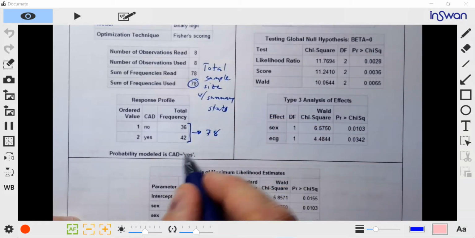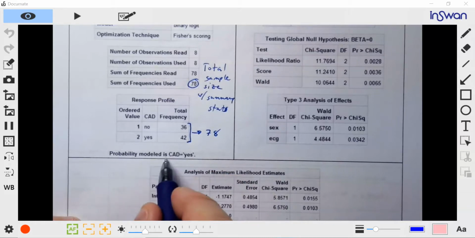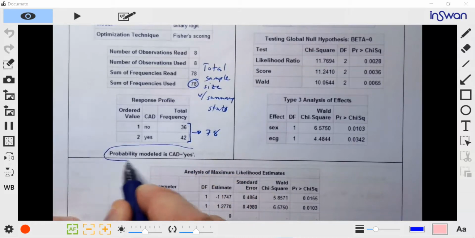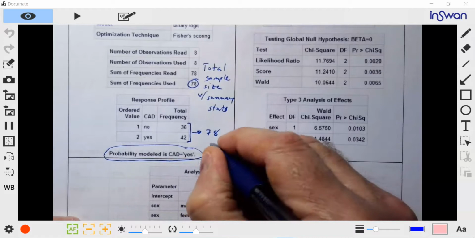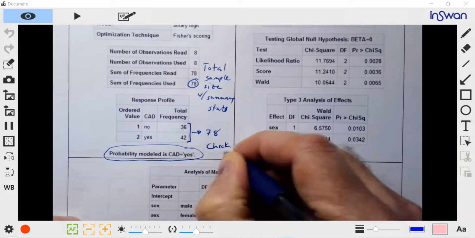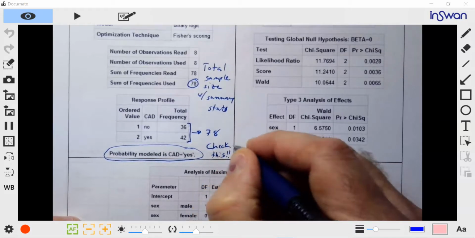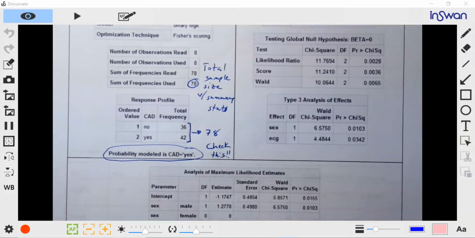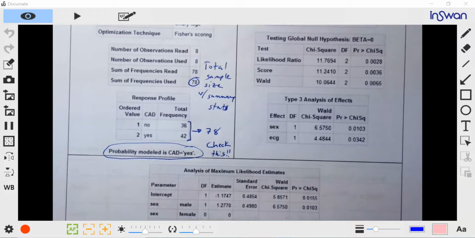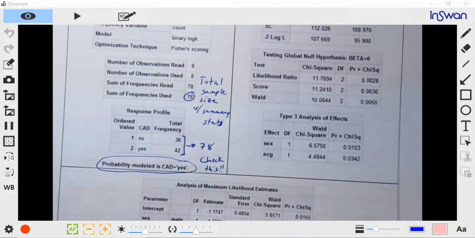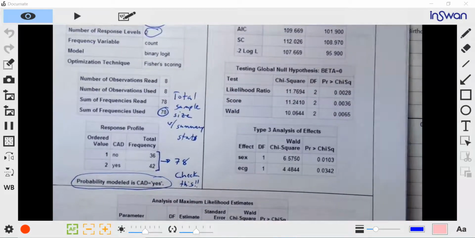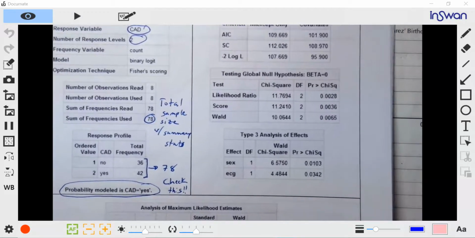And then finally, you'll see probability modeled is CAD equals yes. Always check this so that you know what you're modeling, because if you forget to specify what the event level is that you want to model, then you might be a little confused as to what your results are telling you.